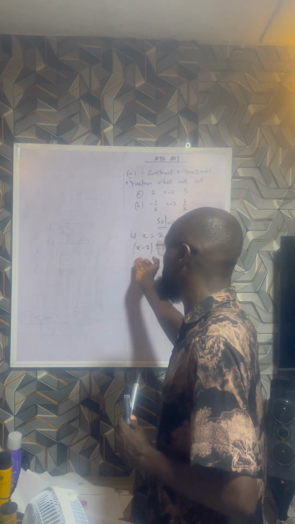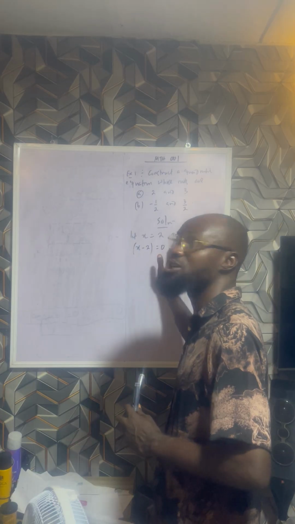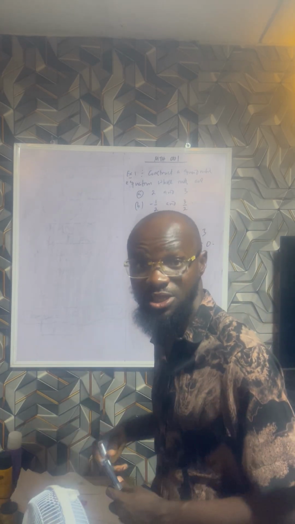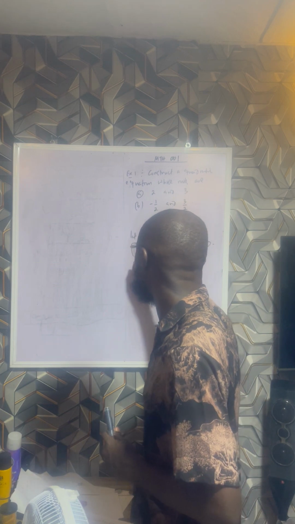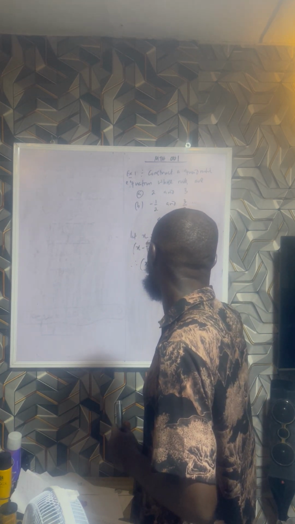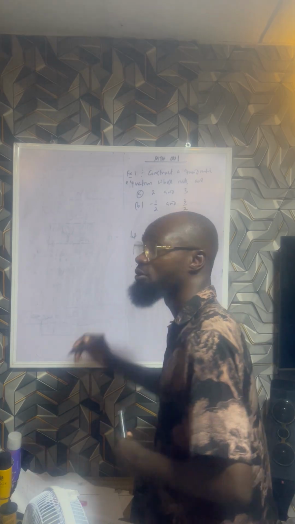the two linear expressions, each an expression on its own without the equality sign, must definitely be equal to 0. So we can have, therefore, x minus 2 multiplied by x minus 3 is equal to 0.